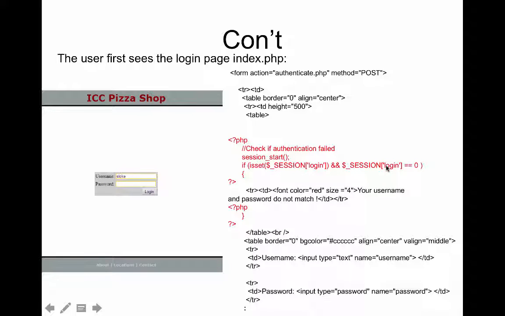After authenticate.php is run, this is then executed, and again you have to use session_start here because it's going to make use of the $_SESSION variable. Before you can make use of the $_SESSION array, you have to call session_start first. So it checks whether it's set and whether the login failed or not. If it equals 0, that means it has failed. Then it will show an error message and prompt the user to fill in the username and password again.